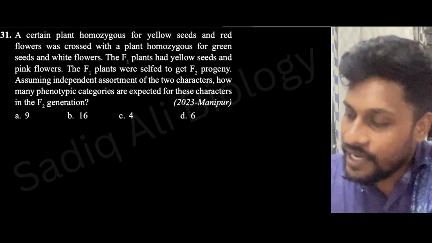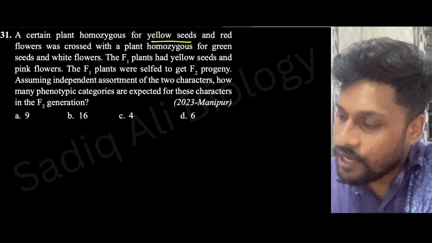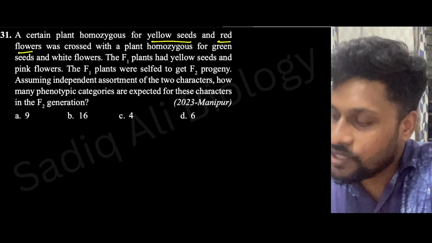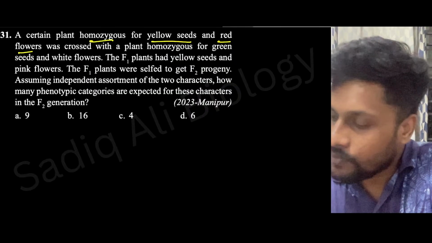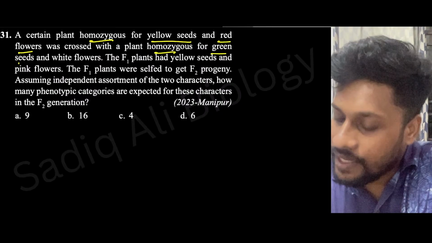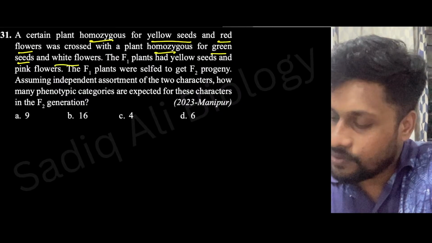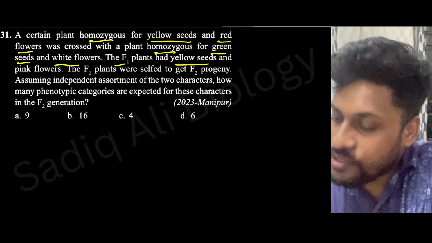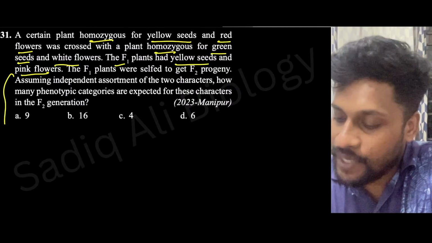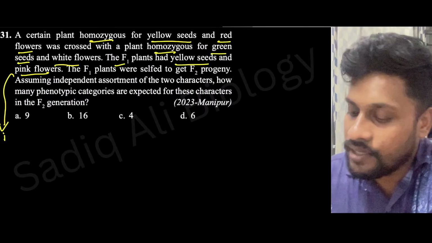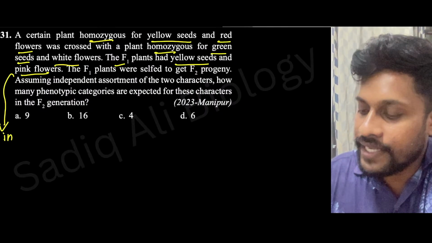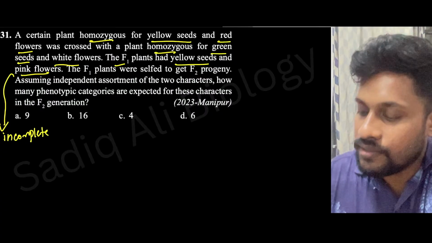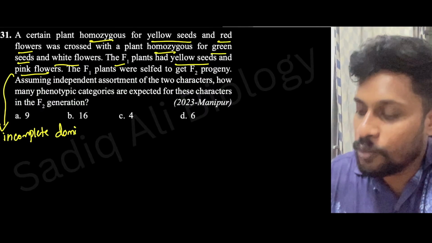Because you see, here yellow seed and red flowers crossed with a plant homozygous for green seed and white flower, right? And the F1 plant had yellow seed and pink flower. If pink comes, it indicates that the second gene shows incomplete dominance. We have to be careful here.